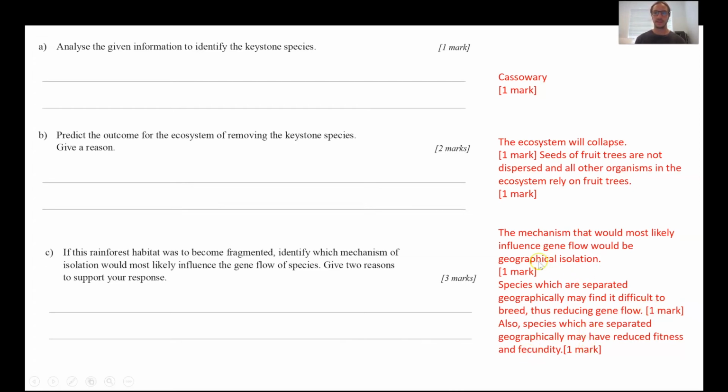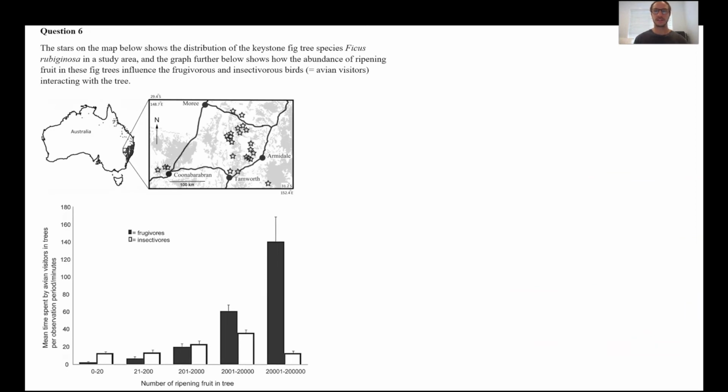So there's a few marks in there. I encourage you guys to study these questions and answers that we go over as well. Lastly, this is not a question taken from QCAA, but rather from our boy, Dr. G. And the question is this: the stars on the map below show the distribution of the keystone fig tree species, Ficus rubiginosa, in the study area. And the graph further below shows the abundance of ripening fruit in these fig trees, and how they influence the frugivorous and insectivorous birds. So birds that eat fruit, birds that eat insects, interacting with the tree.